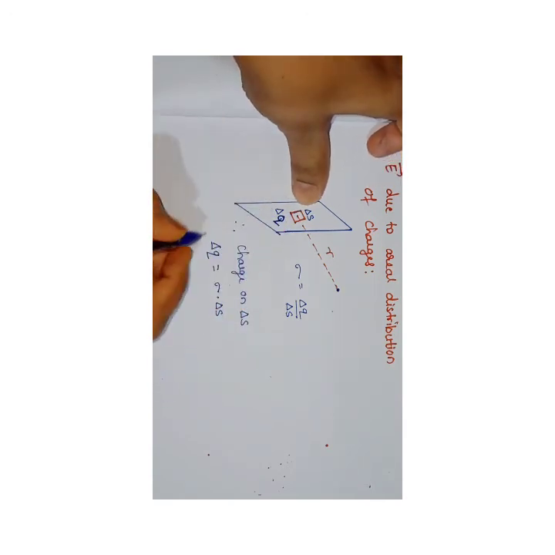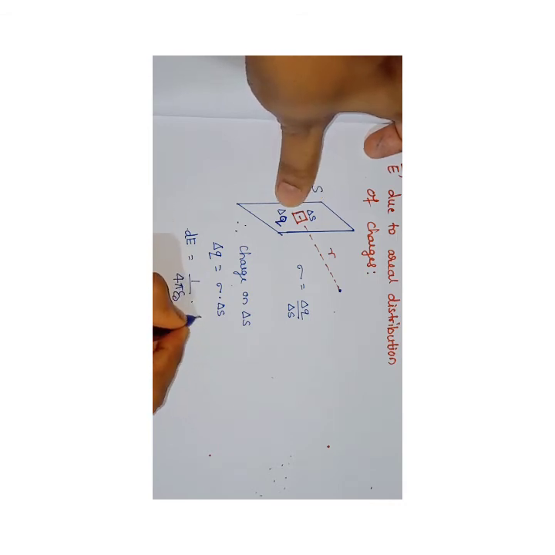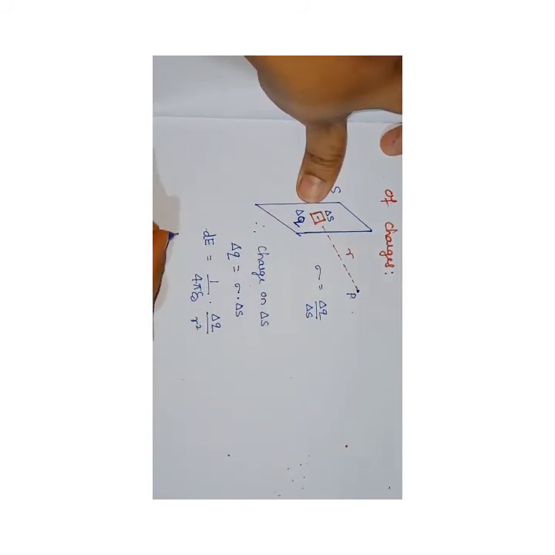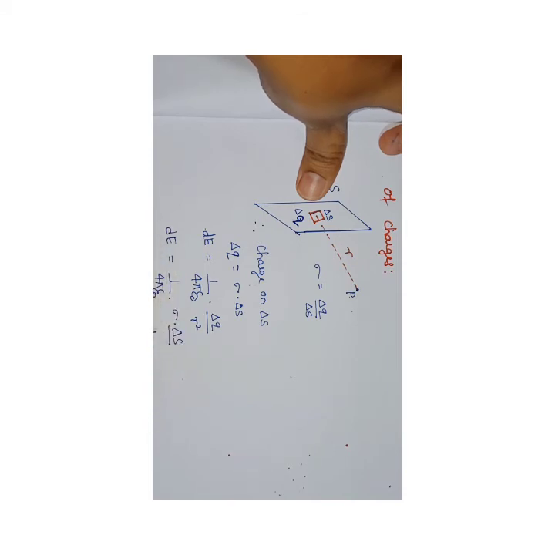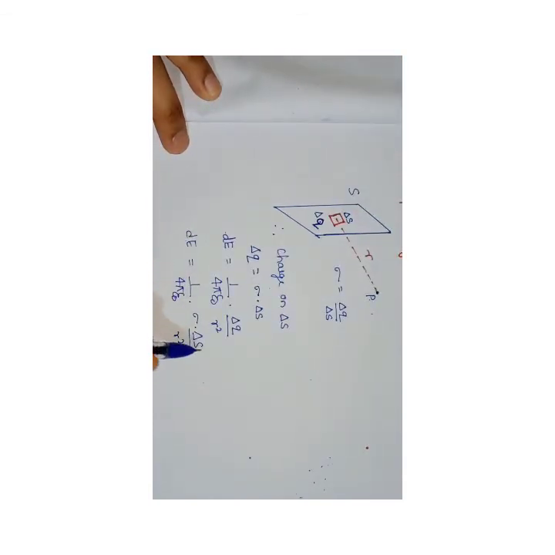Now what is the electric field due to this small surface area? The electric field due to this small surface area will be very small, so we mention small things by dE. So dE is equal to 1 by 4 pi epsilon naught into the charge, delta Q, divided by what? The distance between point P and delta S, it is R square. Now we substitute delta Q. So dE is equal to 1 by 4 pi epsilon naught into sigma into delta S by R square. So this is the electric field due to a small area element.